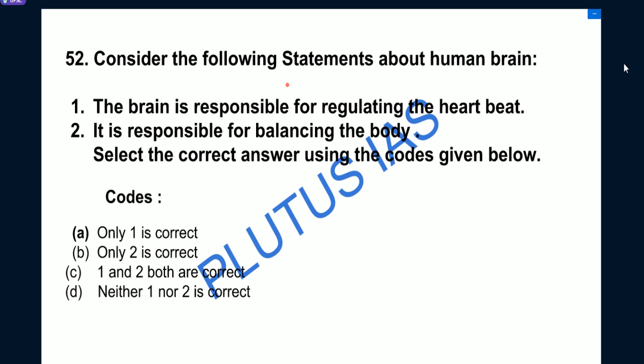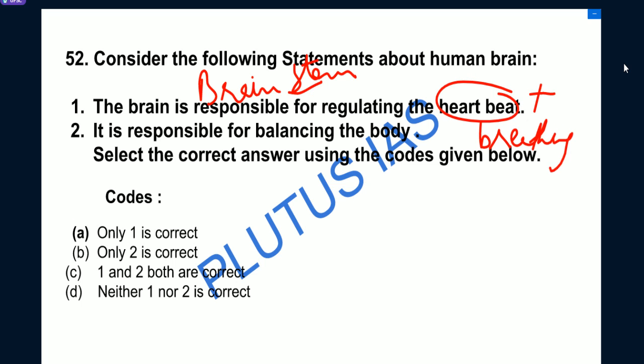Then question number 52. Consider the following statements about the human brain. The brain is responsible for regulating the heartbeat. Yes, it is responsible. Brain stem, छोटा मगज, एक मूवी आई थी ना छोटा मगज. So why was this Chota Magaj important? Because the brain stem regulates the heartbeat plus breathing. That's why it is important, situated at the back of the brain.